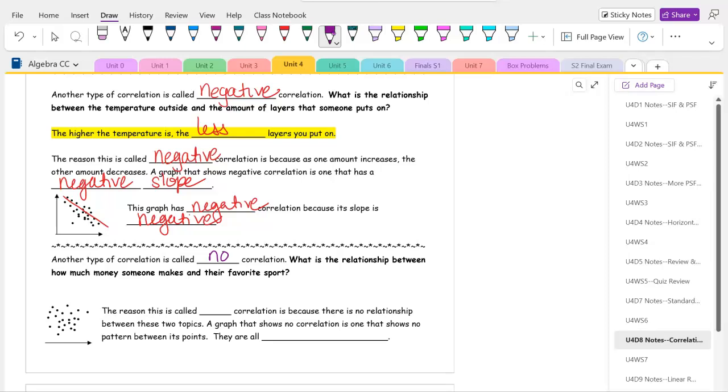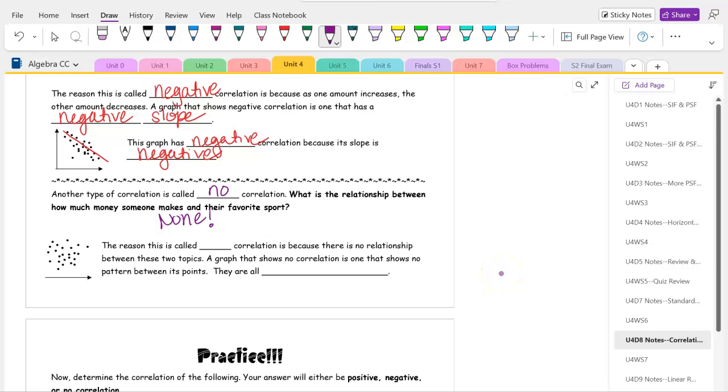What is the relationship between how much money someone makes and their favorite sport? Well, there is none, okay? You could have a lot of money and love football. You could have no money and love football. So the reason this is called no correlation is because there's no relationship between these 2 topics.